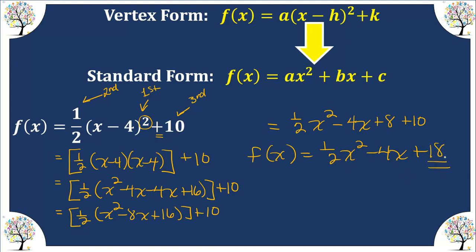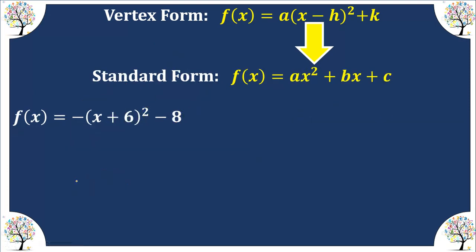And we would see our y-intercept here. And our vertex would be 4, 10. And our y-intercept is 0, 18. So always noticing those key features from each form. Let's do another from vertex to standard.